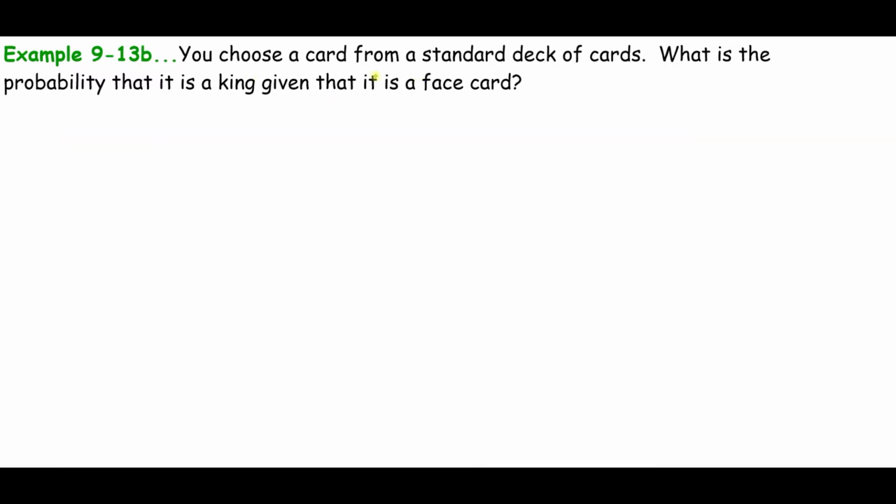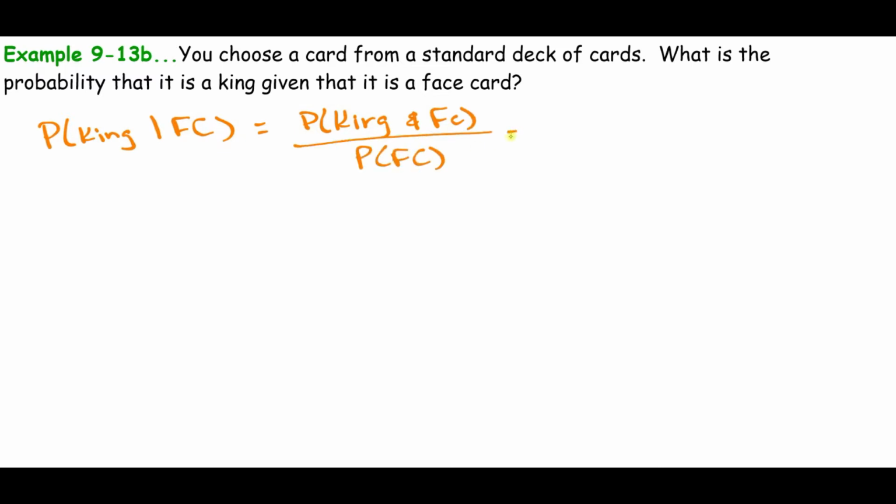All right, so here you choose a card from a standard deck of cards. What's the probability of getting a king given that it is a face card? So here, probability of king given face card. Again, if we use the formula first, what's the probability of king and face card divided by the probability of face card? How many cards are kings and face cards? There are 4 kings and 12 face cards. All kings are face cards, so that's just 4 out of 52.